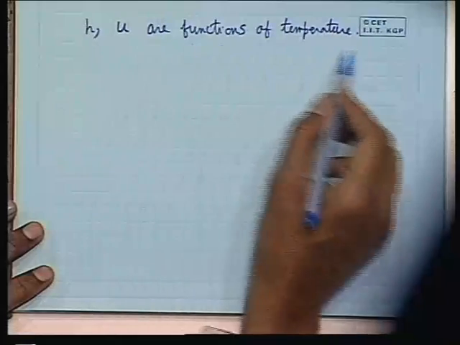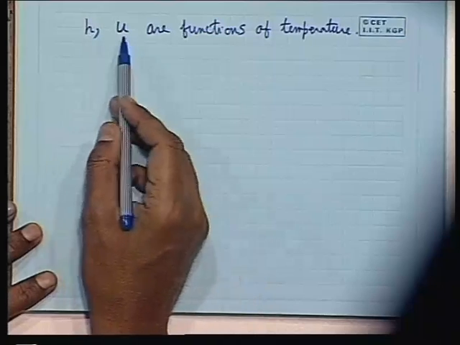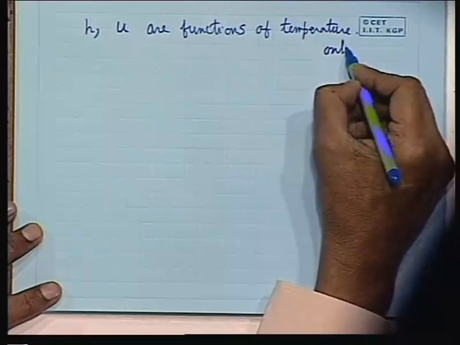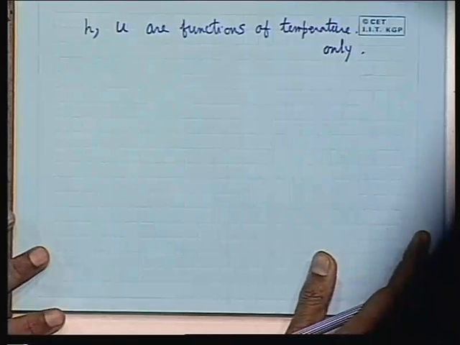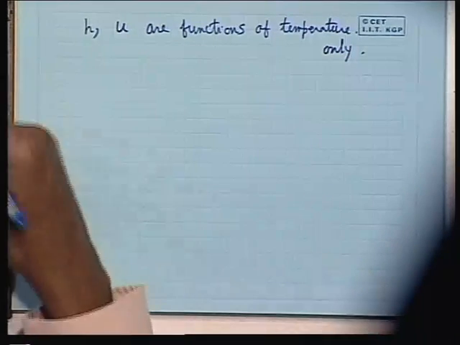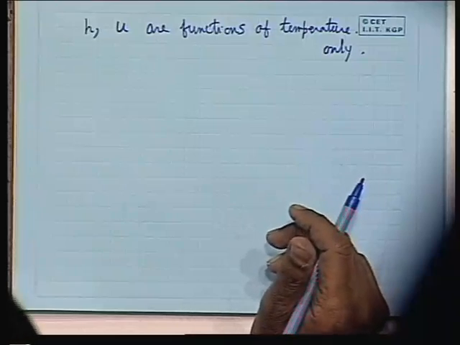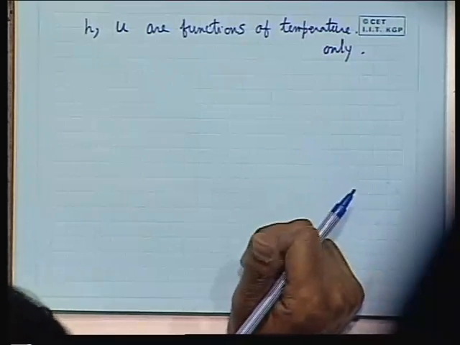That is why now I will deal with the specific value. So H and U are functions of temperature only. That probably you know by this time, we have already derived it in the course of our other studies, but again I will do that. How do you prove that H and U are functions of temperature only?